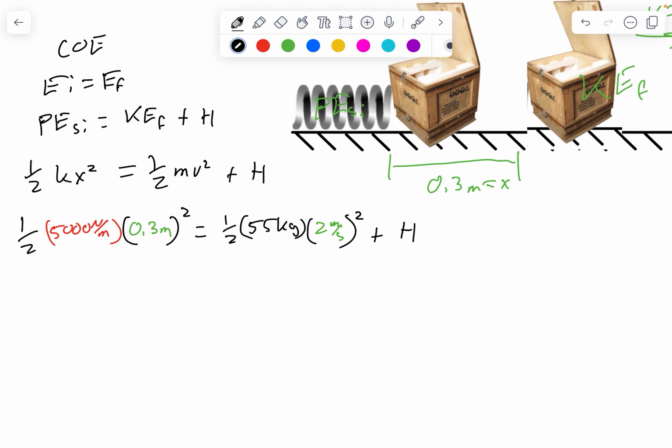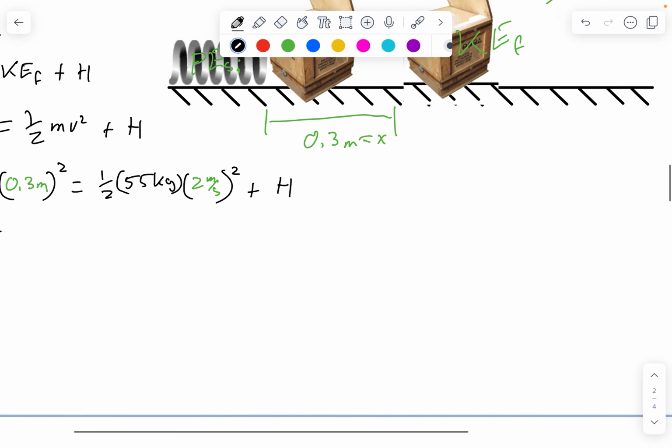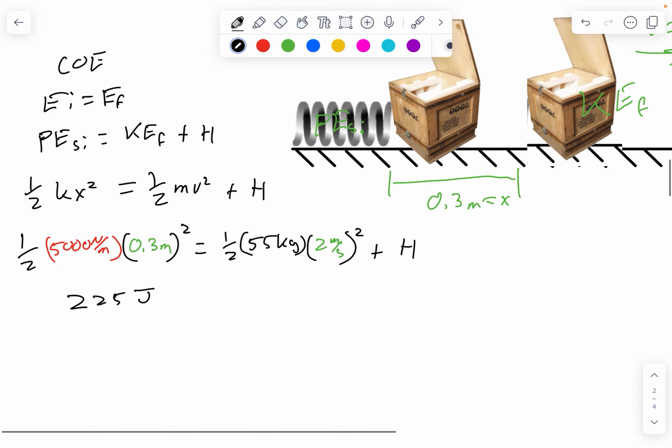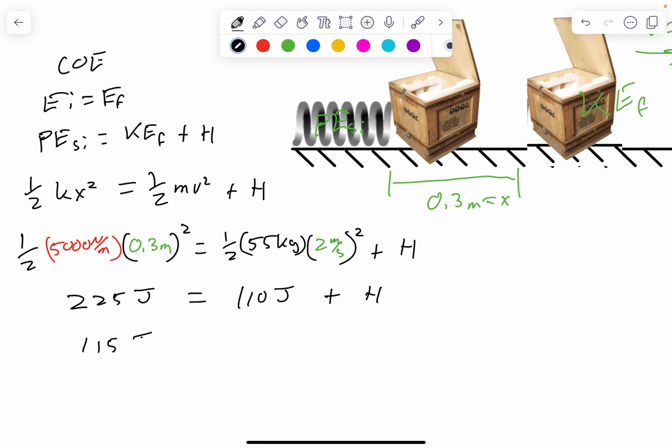So we get this heat. I put this in my calculator, and I'm going to get 225. Now this would be joules. Then half times 55 times 2 squared is going to be 110 joules. And the remainder, what could have been kinetic energy, never got to it. It was transformed into thermal energy. Things heated up. So how many joules do we have? Subtract that 110, and I get 115 joules of thermal energy.